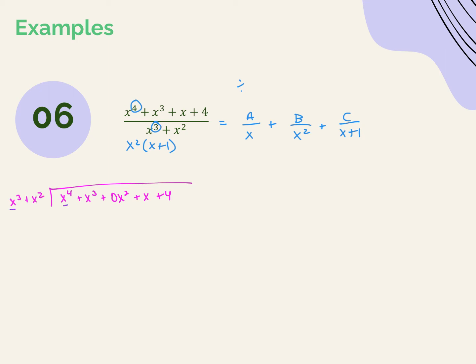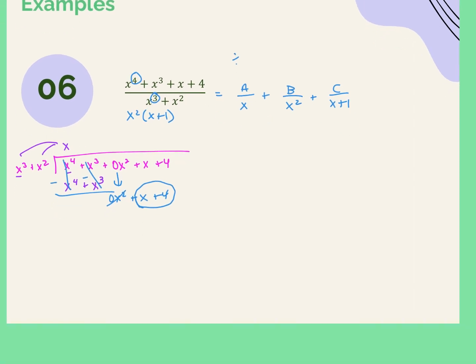Divide the first into the first, so x to the 4th divided by x to the 3rd is x. Multiply that times both, x to the 4th plus x to the 3rd, change your signs, cancels, cancels, this would be 0 plus x plus 4, so this is gone as well. So now my numerator is x plus 4, so I'm doing x plus 4 divided by x to the 3rd plus x to the 2nd, and the x from the quotient is going to get added on to that answer at the end.